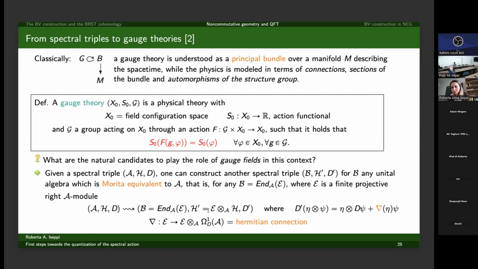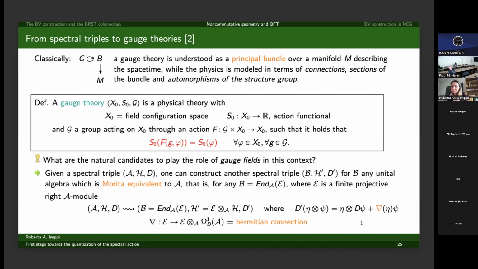So the Hilbert space is just the tensor product over A of the initial Hilbert space and this finite projective module. And what one has to be a bit careful about is how to change the operator D. So this D prime is going to be, of course, a part involving D. And that's fine, because if you look at the Hilbert space, the second factor is just H. So I can imagine that on the second piece, I'm acting with the initial operator D, because D is an operator over H. But the tricky part is what happens to the first factor.